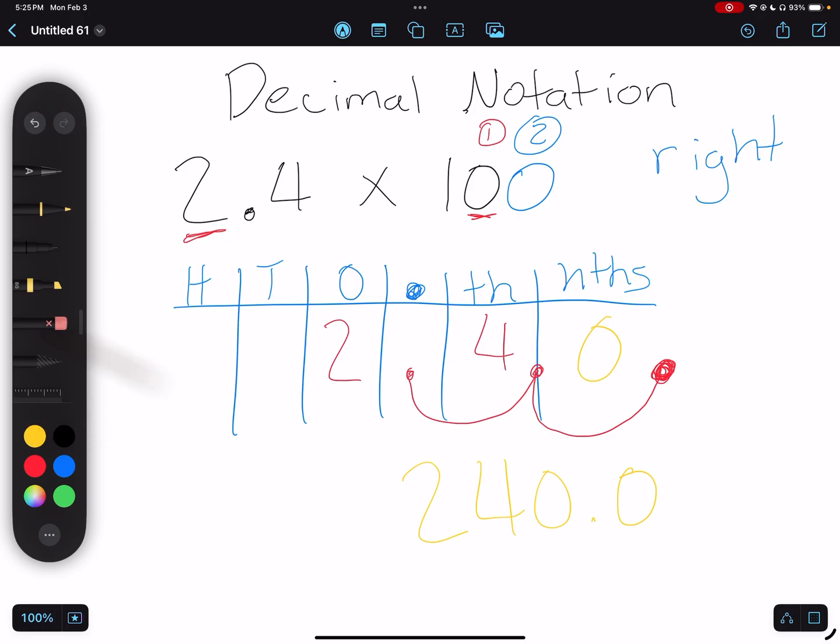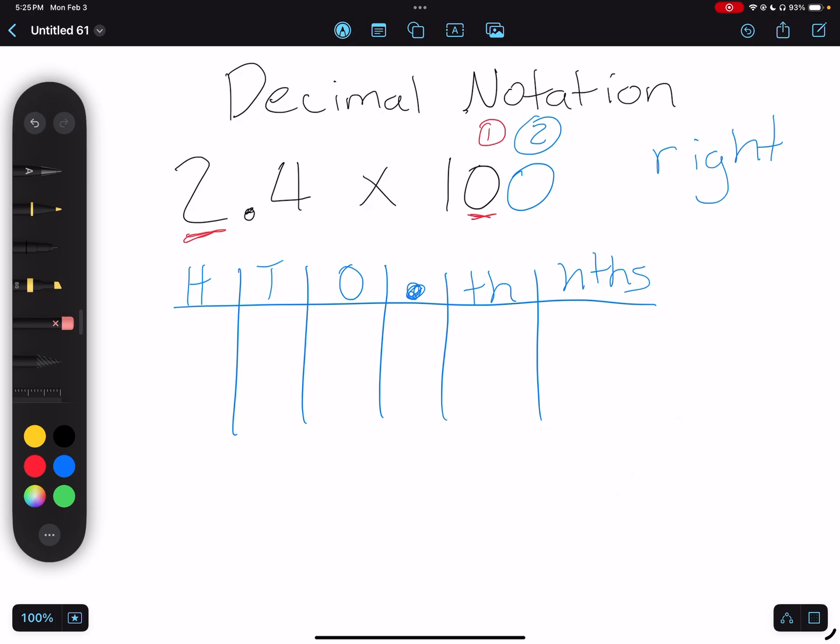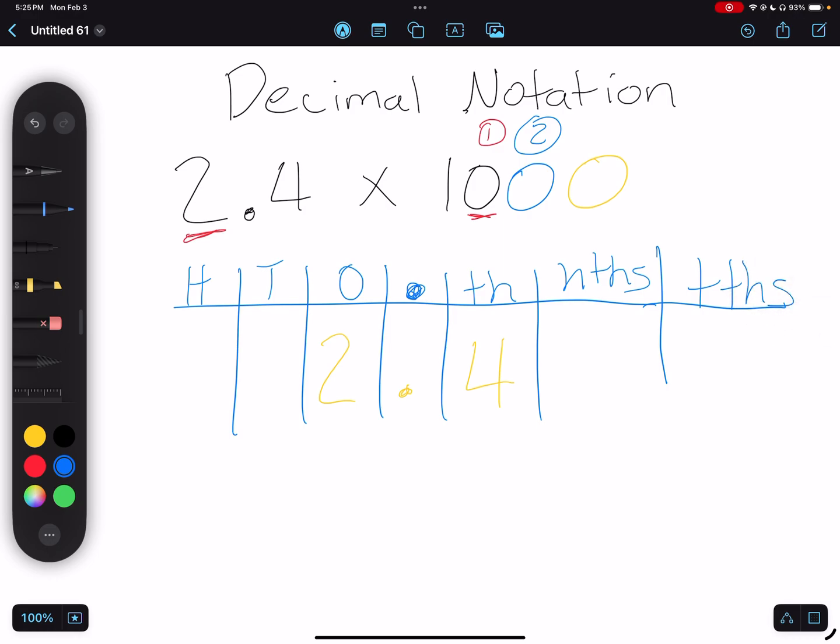Finally, we have been doing thousands as well going into 5th grade. So I am going to put another 0: 2 and 4 tenths times 1,000. Same thing, still putting it in my chart. I'm going to create a new place value for my thousandths, and I told them to put TTHS. And I know that I am moving my decimal now 3 times, to the right, 3 times.